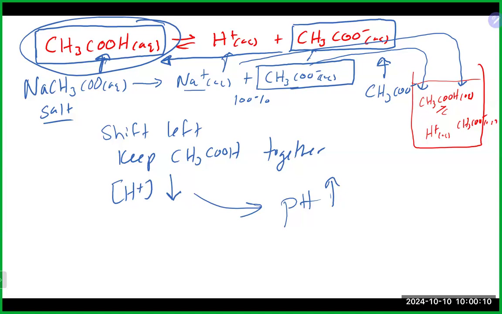The same sort of thing is true for a base. It works the same idea. In a base situation, it will keep the base together. And by keeping the base together, it's going to prevent it from making OH minus. And that will keep the concentration of OH minus down a little bit, which means the concentration of H plus goes up. And that means that the pH will actually go down in the case of a weak base. Again, may not go into acidic territory, but it would be a lower pH than you would see if it was just the weak base by itself. Any questions on that there?